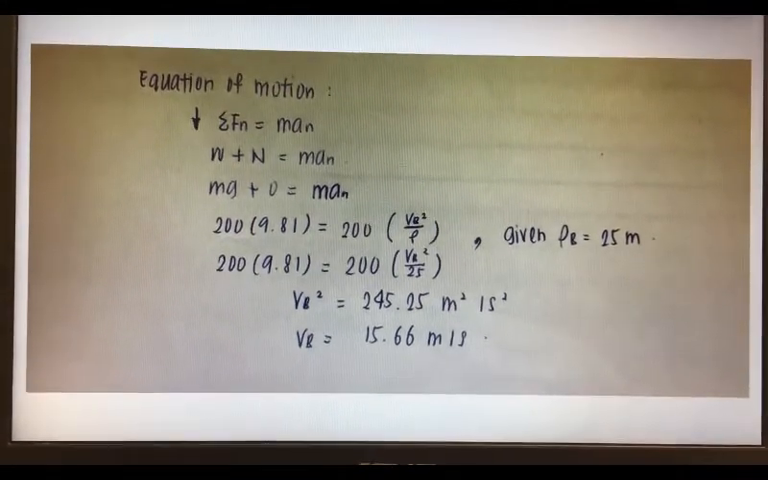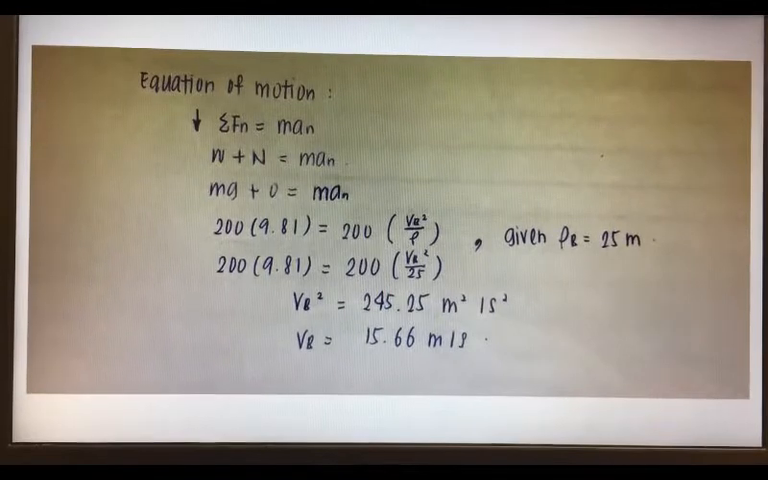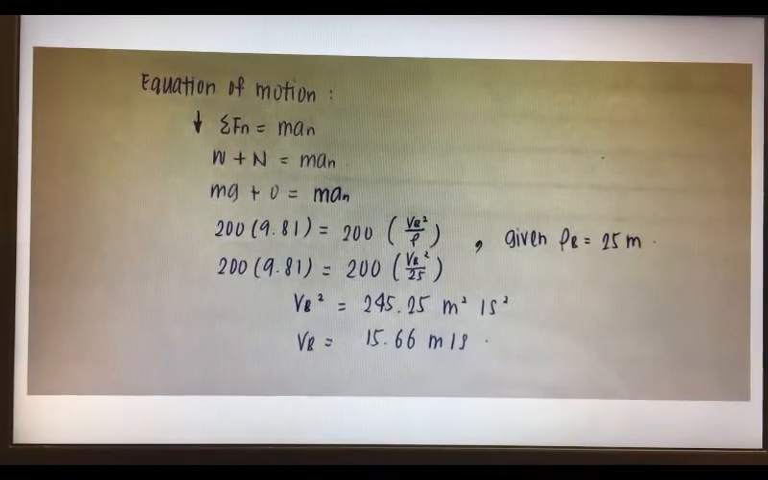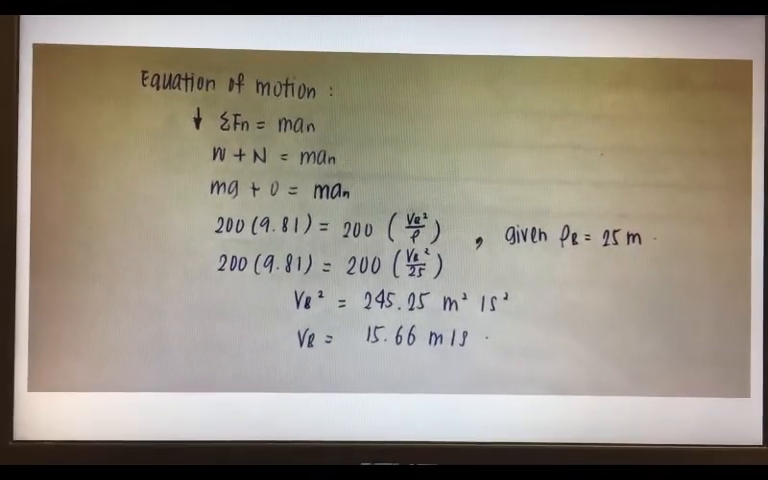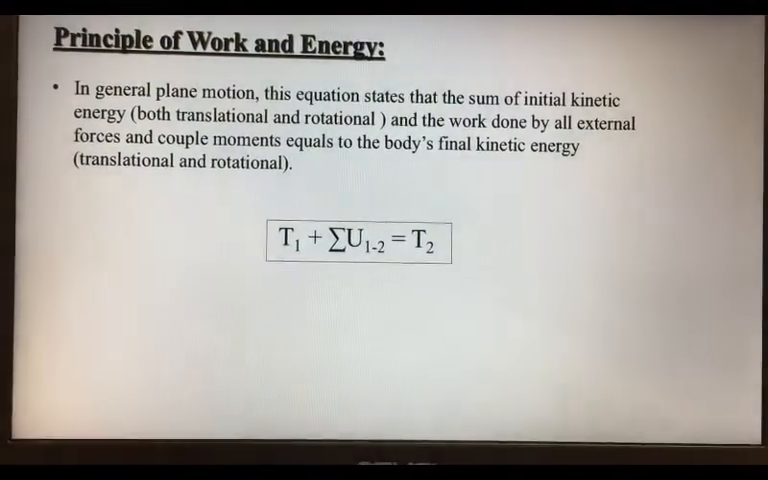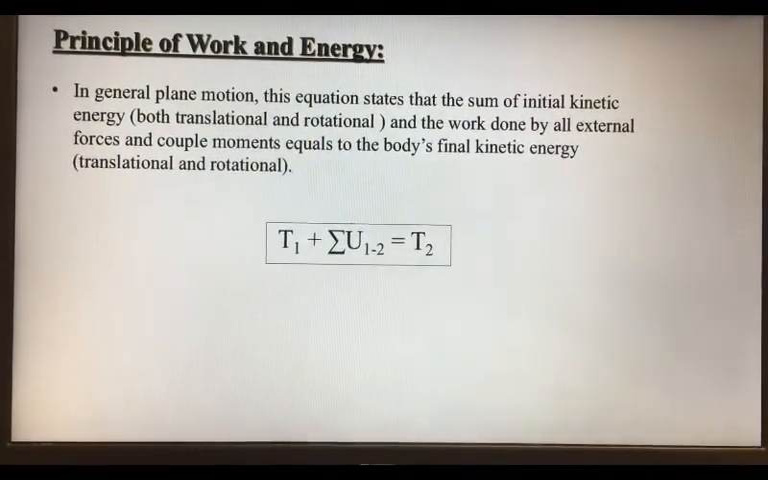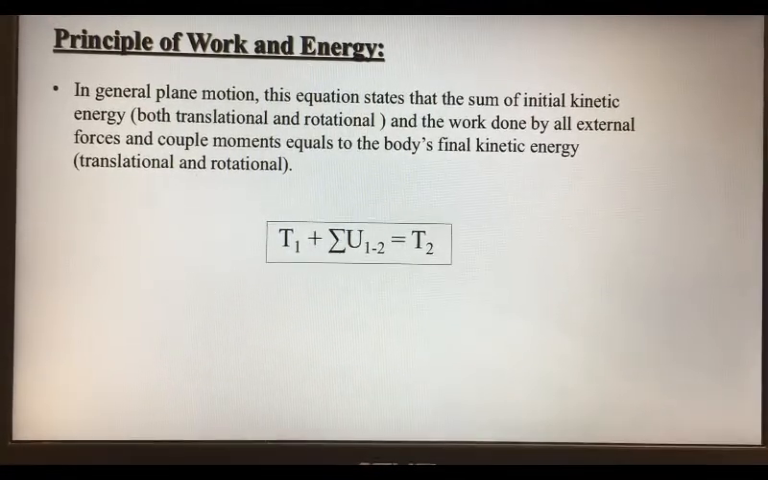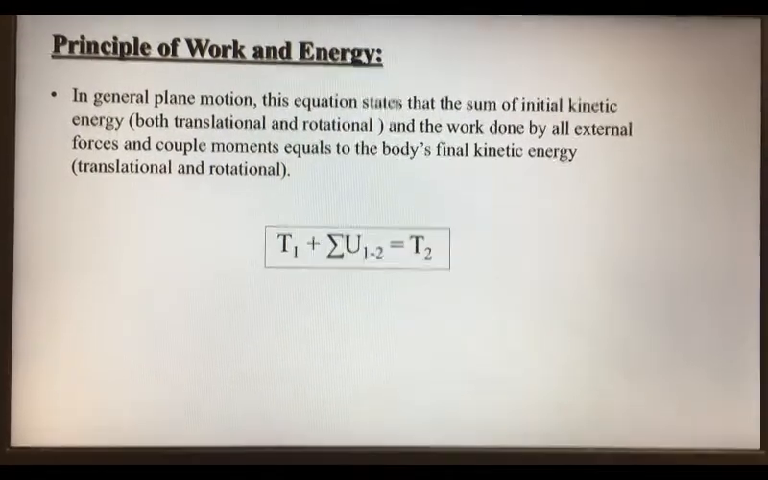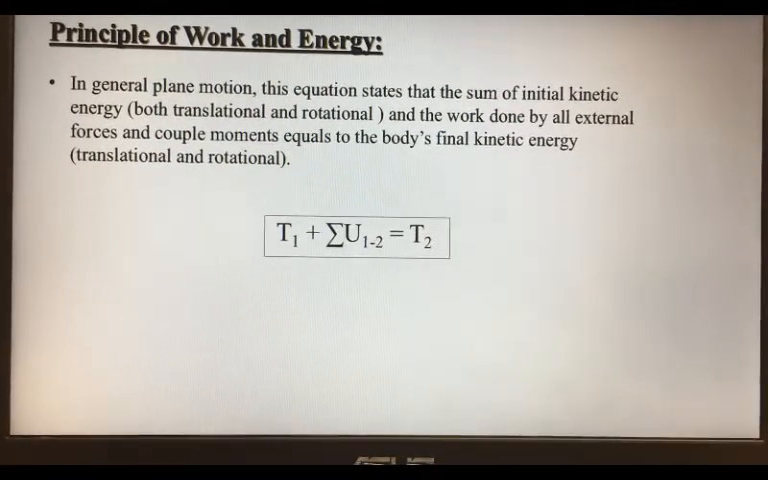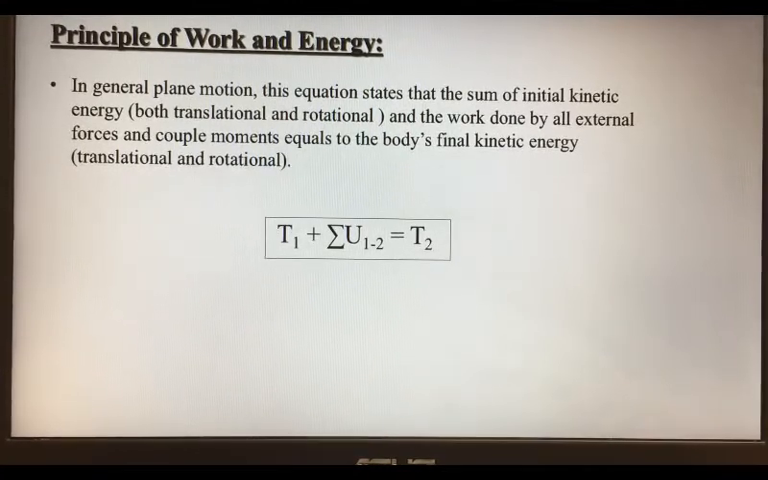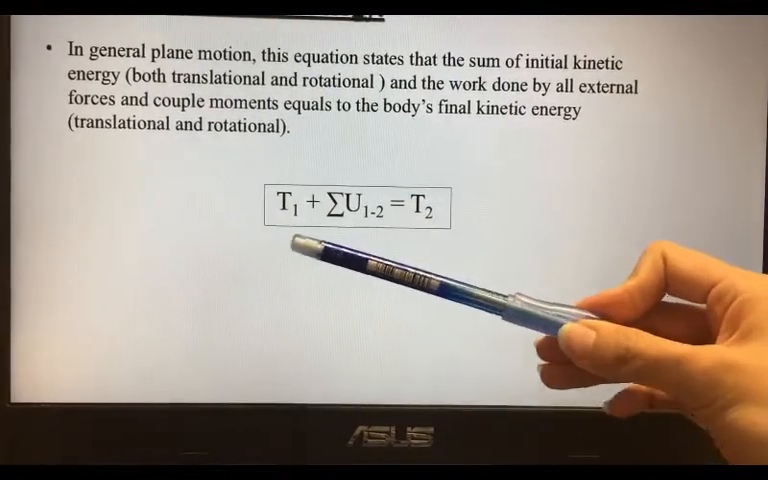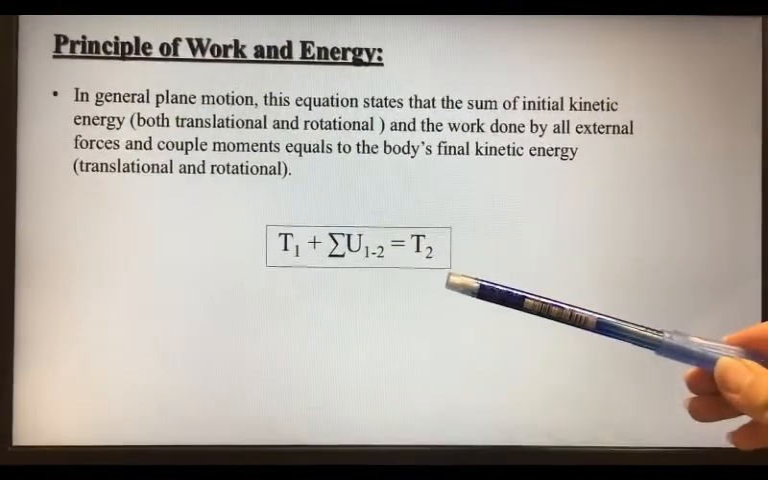Then, to find the velocity at point A, we can use the principle of work and energy. The principle of work and energy shows how work affects the velocity of particles. In general plane motion, this equation states that the sum of the initial kinetic energy, both translational and rotational, and the work done by all external forces and coupled moments equals the body's final kinetic energy. This is the equation: T1 plus work equals T2.